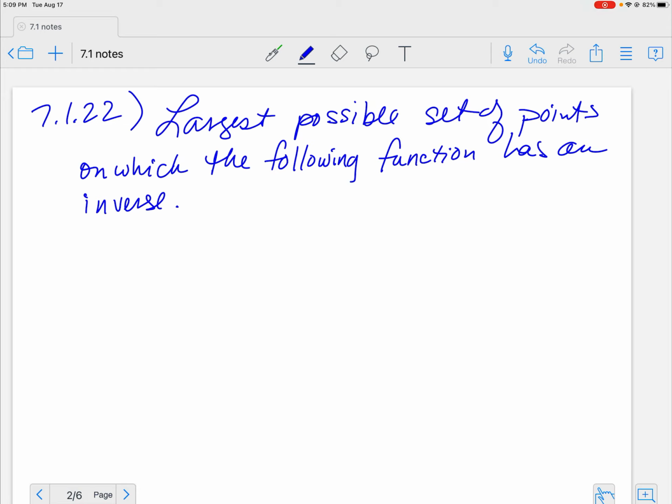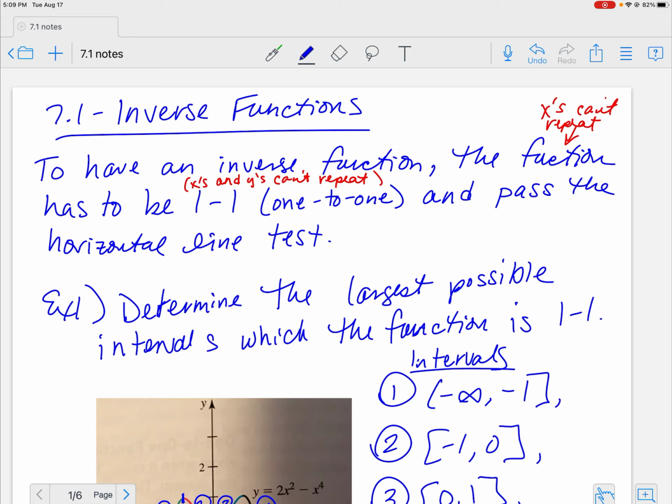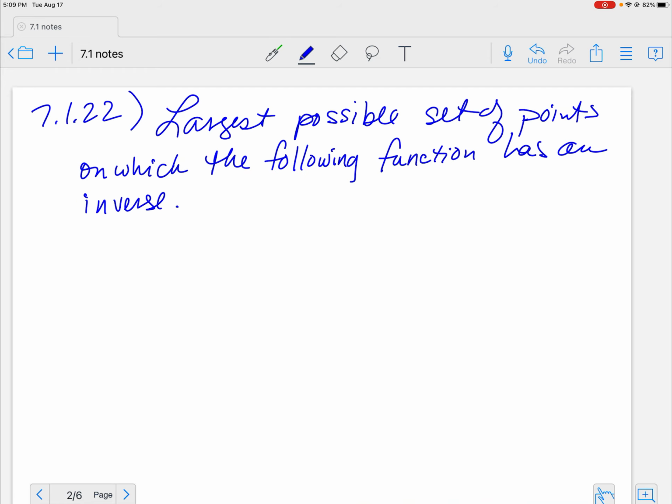Now remember, in order to have an inverse, it has to be 1 to 1 and pass the horizontal line test, right? So previously on this question, we said, where is the function 1 to 1? Where does it have an inverse? Same deal, same concept. Okay, so they just give you f of x is equal to x squared minus 2x plus 8. No graph. What is this? I know, dust the cobwebs off. It's been a while, but you got this.